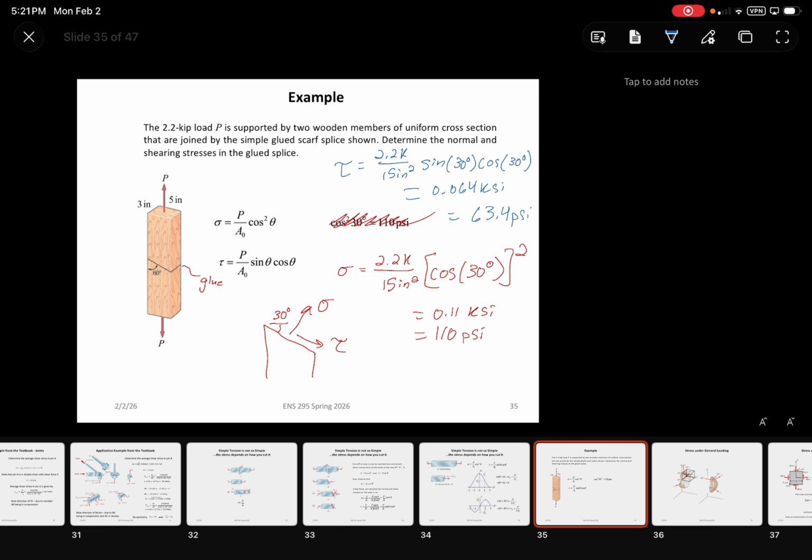Any questions about this example at all? It's a simple plug and chug equation. Does anybody need me to re-elaborate on the equations at all, or all good? Awesome.